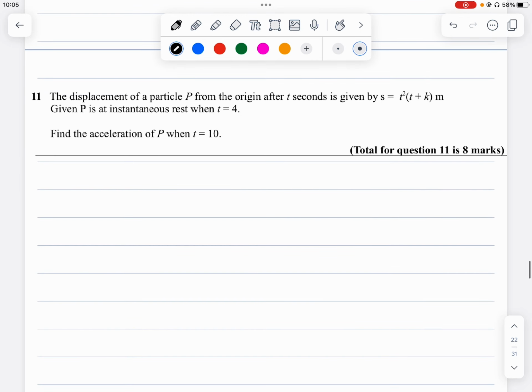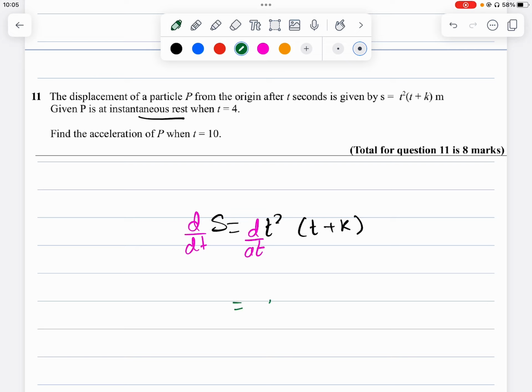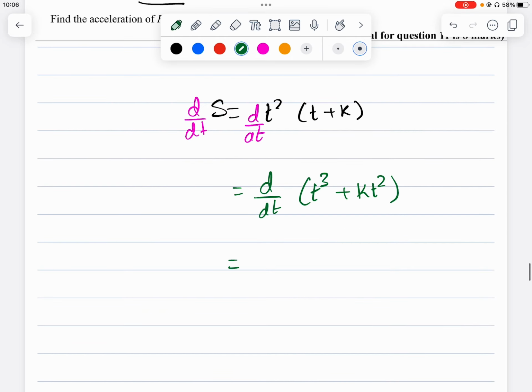Question number 11. The displacement of a particle is given as t square times t plus k. Given that P is at instantaneous rest, velocity equals 0. So how do I get the velocity? Differentiate with respect to time. Before that, we can do the expansion. Derivative of t cube plus kt square. Easy way to do. So that becomes nothing but what? Velocity equals 3t square plus 2kt.